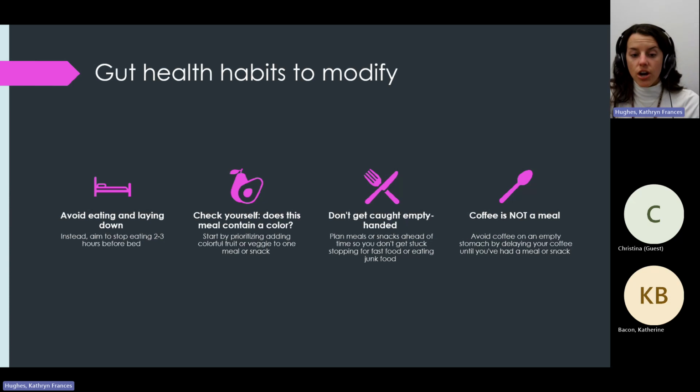What I mean by that is try to plan meals or snacks ahead of time so we're not stuck running errands and then just stopping for fast food or eating junk food. So that would be a big one to really think about.